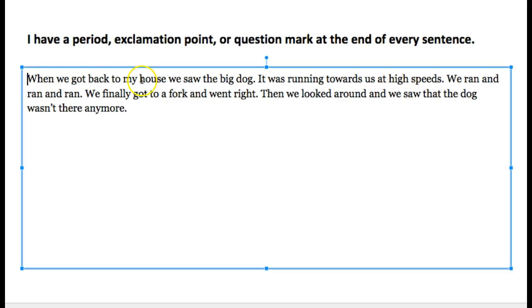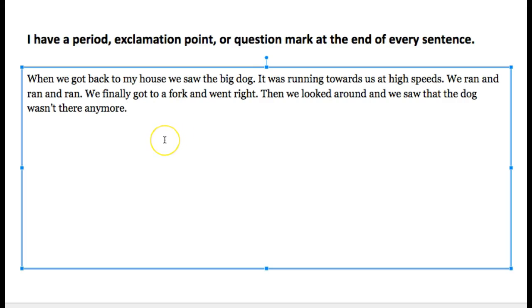When we got back to my house, we saw the big dog. It was running towards us at high speeds. We ran and ran and ran. We finally got to a fork and went right. Then we looked around and we saw that the dog wasn't there anymore.